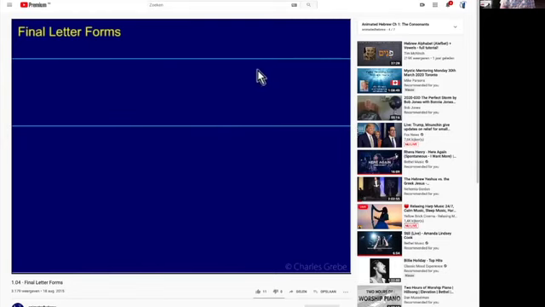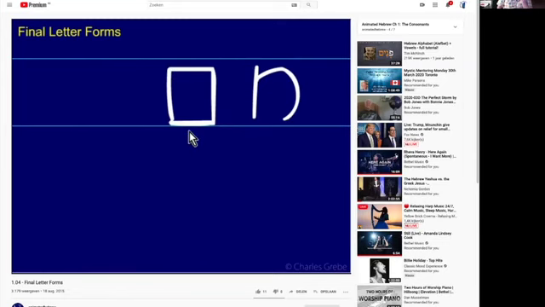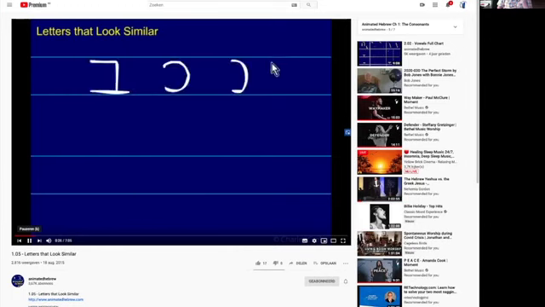The last letter that has a final form is Mem. The medial form looks like that, and the final form looks a bit like a square. And this one does not have a descender that goes below the baseline. So to recap again, we have Kaf and Nun. We have final Pe, final Tsade, and final Mem.